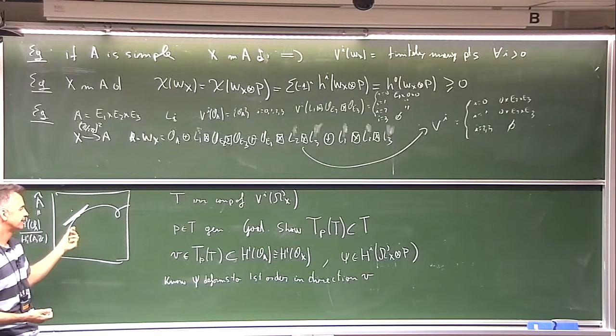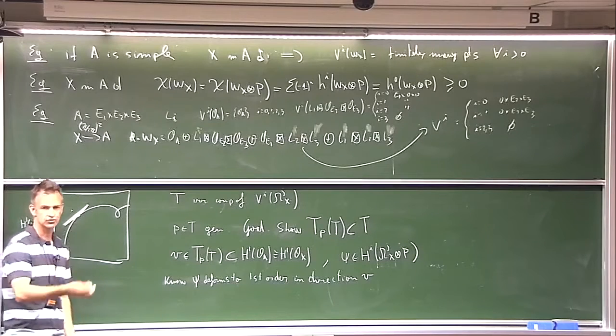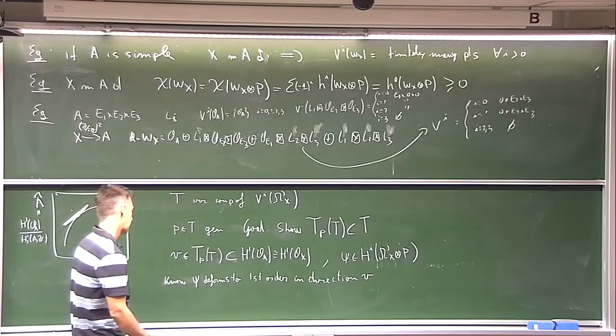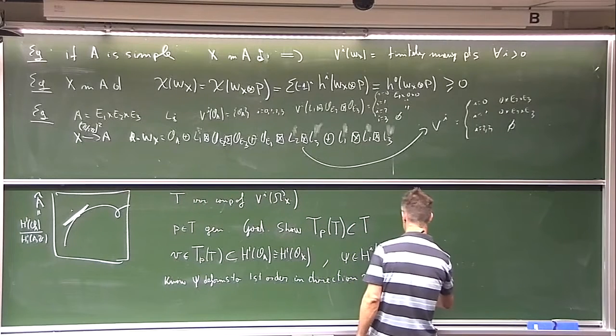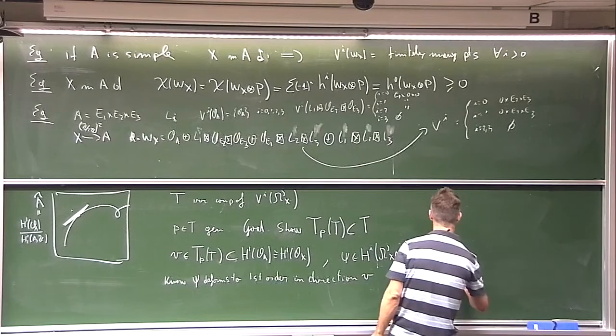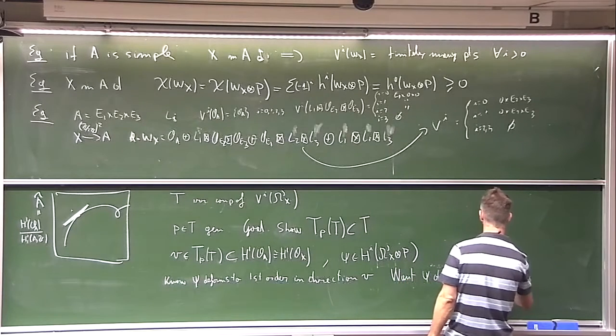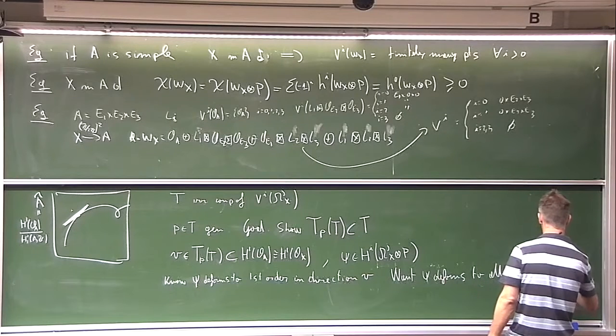And by definition of tangent space, it means it deforms to first order in that direction. Okay, what I want is that psi deforms to all orders in this direction.